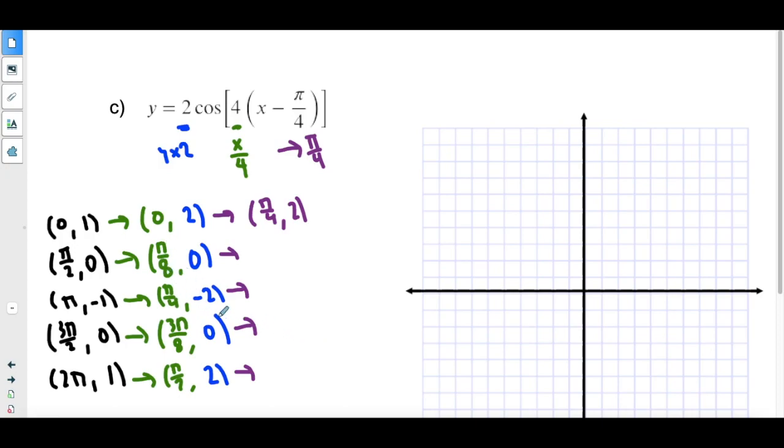Next one. If I add pi over 4 to pi over 8, I can check. If I add those together, I get 3 pi over 8. And I can keep going. If I add pi over 4 to pi over 4, I get 2 pi over 4, or pi over 2.